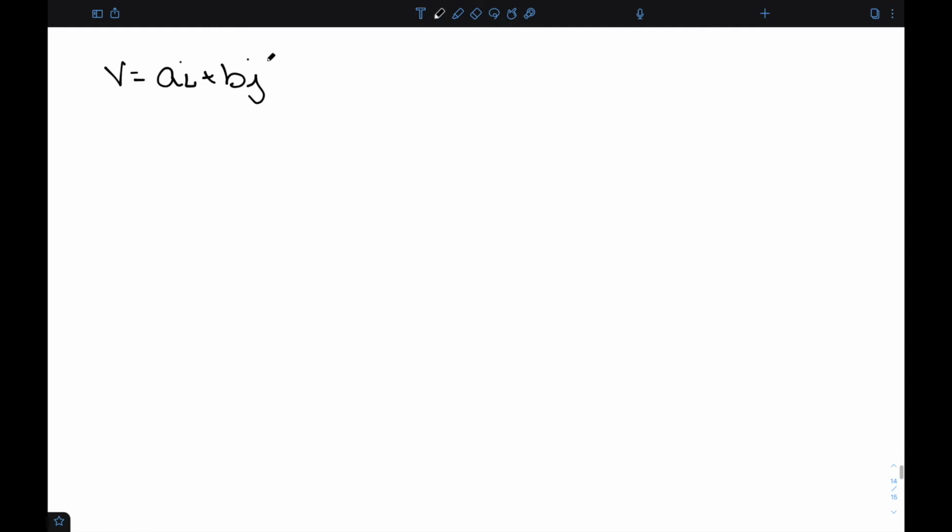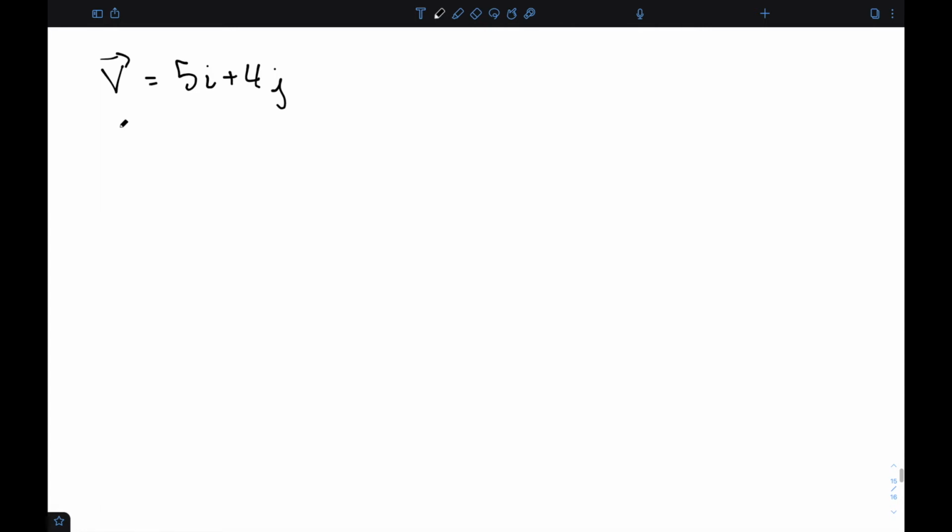Let's once again consider an arbitrary vector v equal to ai plus bj, where a and b are real numbers. We can also multiply a vector by a scalar, k. And this results in multiplying each one of its components by k, so ka times i plus kb times j.